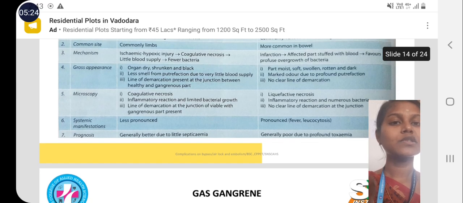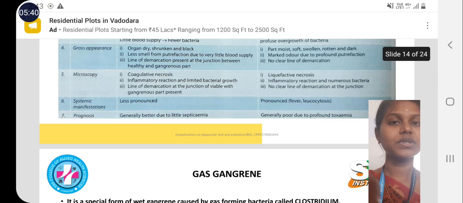Microscopically, in dry gangrene there is coagulative necrosis, inflammatory reaction and limited bacterial growth, with a line of demarcation at the junction of viable with gangrenous parts. In case of wet gangrene, there is liquefactive necrosis, inflammatory reaction and numerous bacteria, with no clear line of demarcation at the junction. Systemic manifestations are less pronounced in dry gangrene, and wet gangrene contains fever and leukocytosis. Prognosis in dry gangrene is generally better due to little septicemia, but in wet gangrene it is generally poor due to profound toxemia.